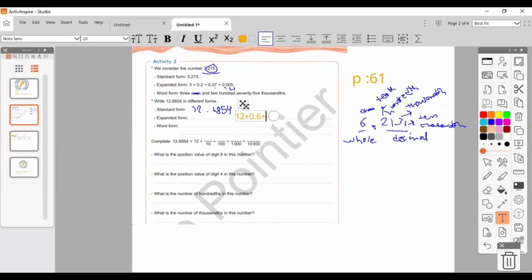Then we have 8. 8 is the second number after the point. So we write 0.08. Then we have 5, which is the third digit. So we have to write 0.05. And the fourth digit here is 4. So we write 0. Sorry, here I missed a 0. It's the third digit, 0.05. Then we have here 0.